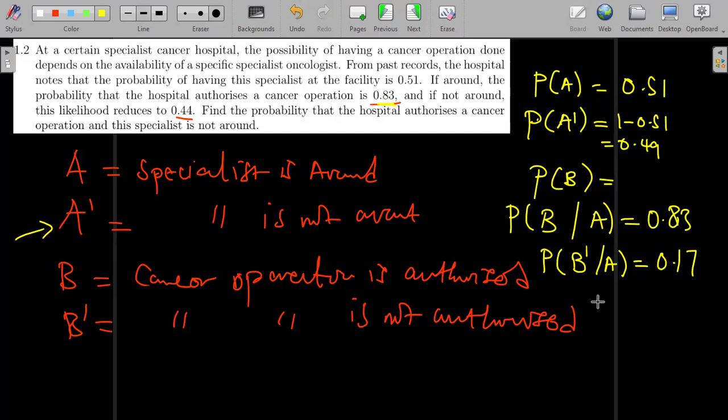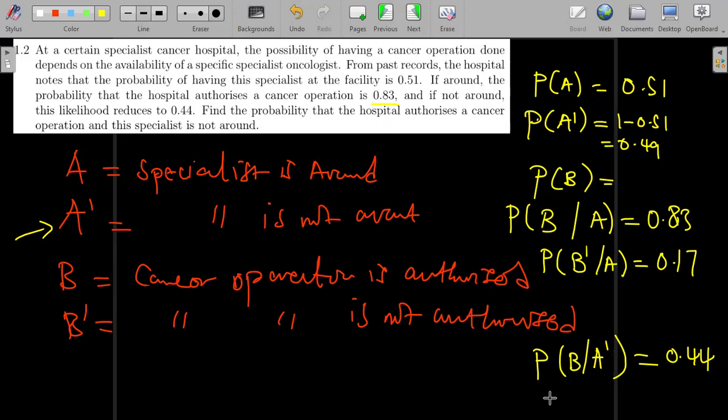What other probability were we given? This one here. Let's read it and understand it. They said if around, the probability that the hospital authorizes the cancer operation is this, and if not around, the likelihood reduces to this. So what does that mean? It means the probability of authorizing an operation given that the specialist is not around, which is 0.44.